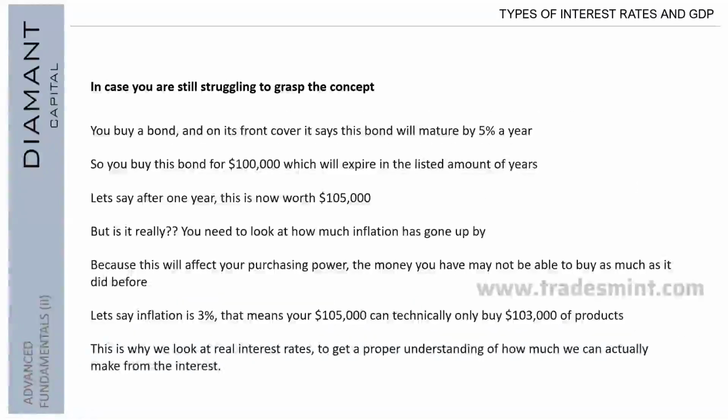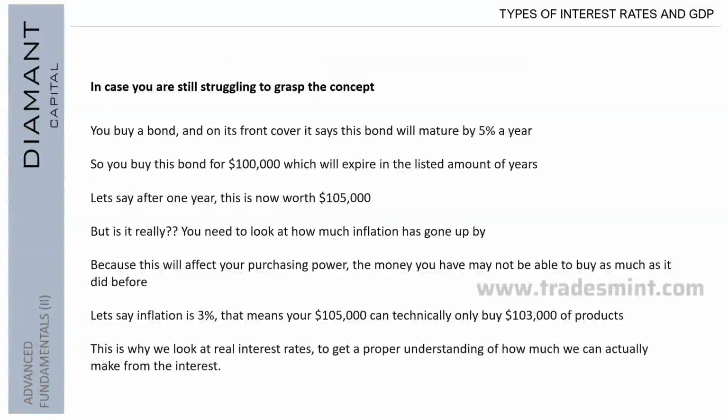In case you are struggling to grasp the concept, because it can be a bit complicated at first, let's use the example that I'm going to go through. You buy a bond, and on its front cover, it says that this bond will mature 5% a year. You buy this bond at $100,000, which will expire in the listed amount of years. Let's say after 1 year, it's now worth $105,000. But think about it, is it really? You need to look at how much inflation has gone up by to understand your purchasing power.